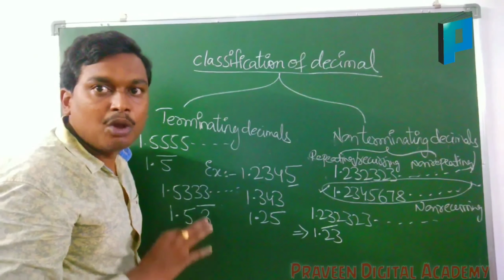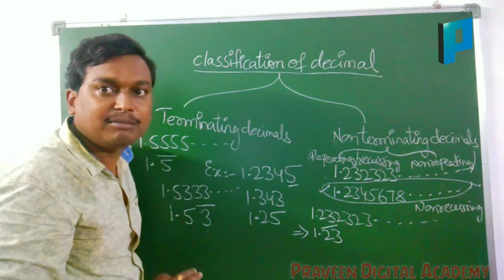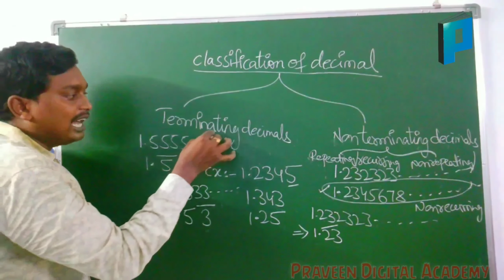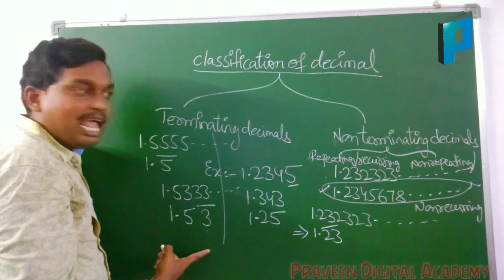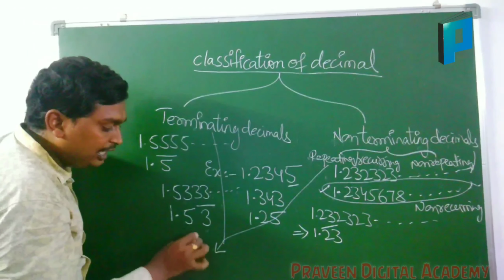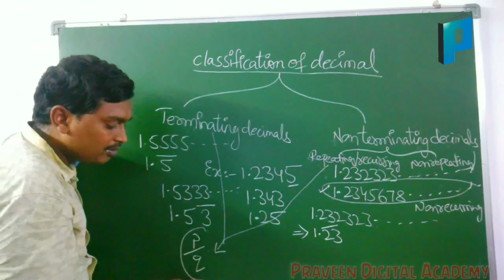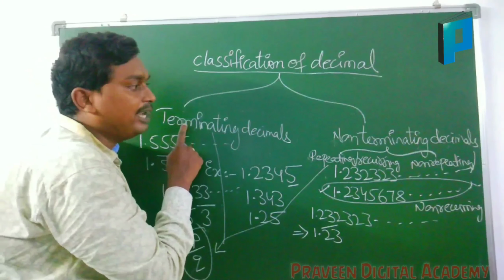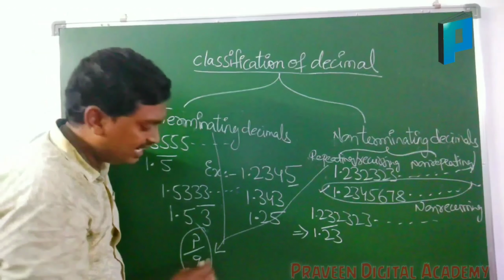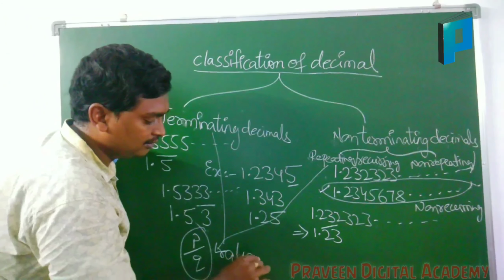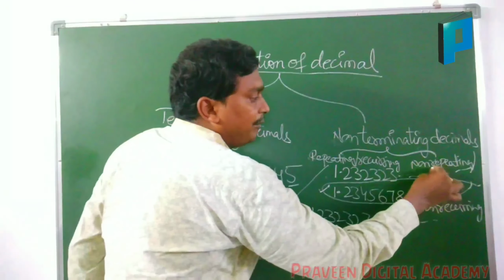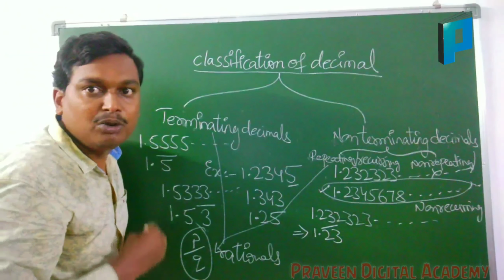Here we can convert a decimal into a rational number. You can convert a terminating decimal and a non-terminating repeating decimal into P by Q form. Terminating decimals and non-terminating repeating decimals can be converted into rationals, but non-terminating, non-repeating decimals cannot be converted into rationals.